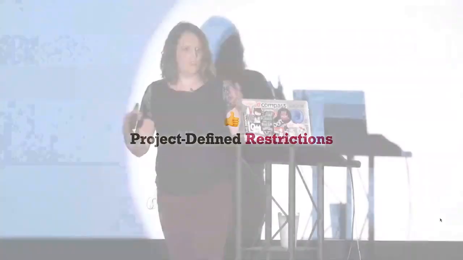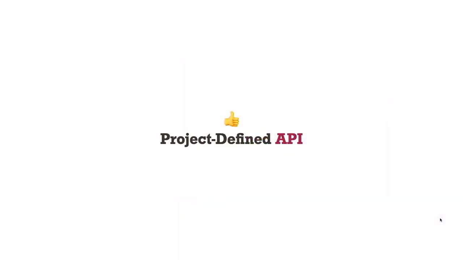I liked that it had project-defined restrictions. It was a system. You designed a system for your project, but you redesigned the system for each project. So you were coming up with something that would work for that specific site. Project-defined API as well, so you could design how much do we need to go with a class API, how much are we able to use semantic class names. That's a decision you can make depending on the project and the client and the size and how it's going to be used.